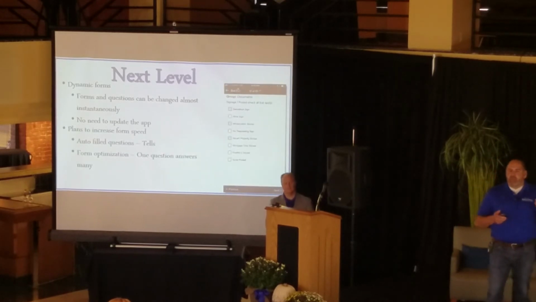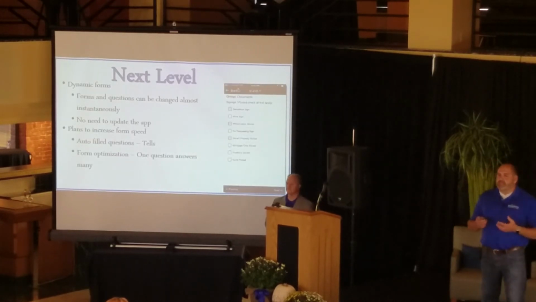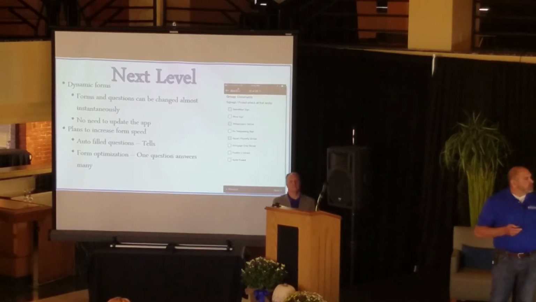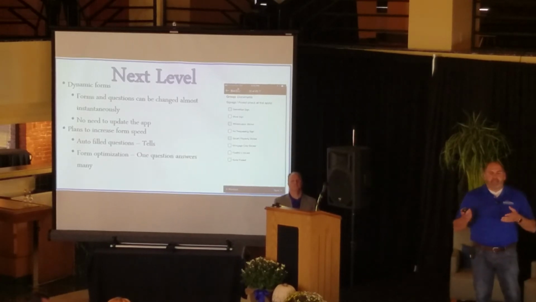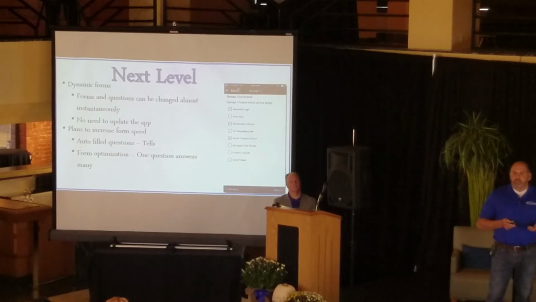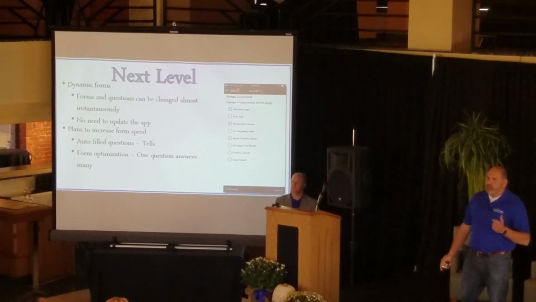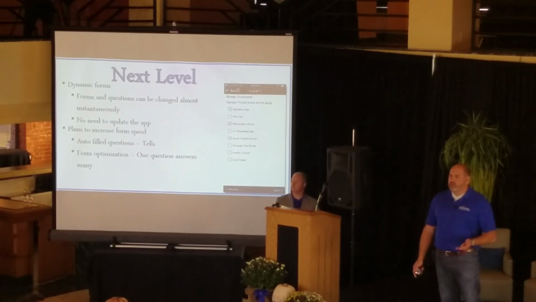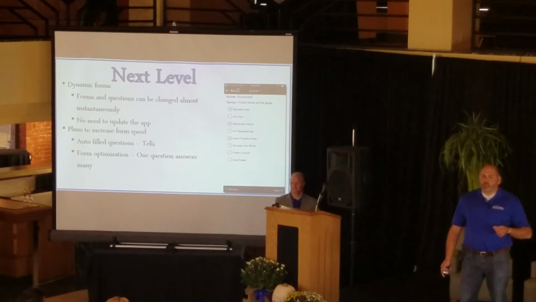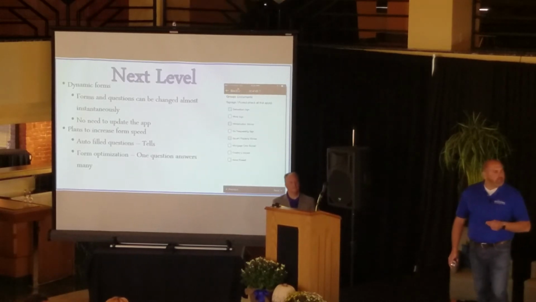We plan on making this faster. We're always looking at ways to make this application quicker. The way we're doing this is we're looking at things like auto-filling questions. If you've been to this property multiple times, why do you have to tell me every single time that the house is red, it's brick, and it has shingles? This information should be pulled onto the phone, and that's what we're looking at doing.